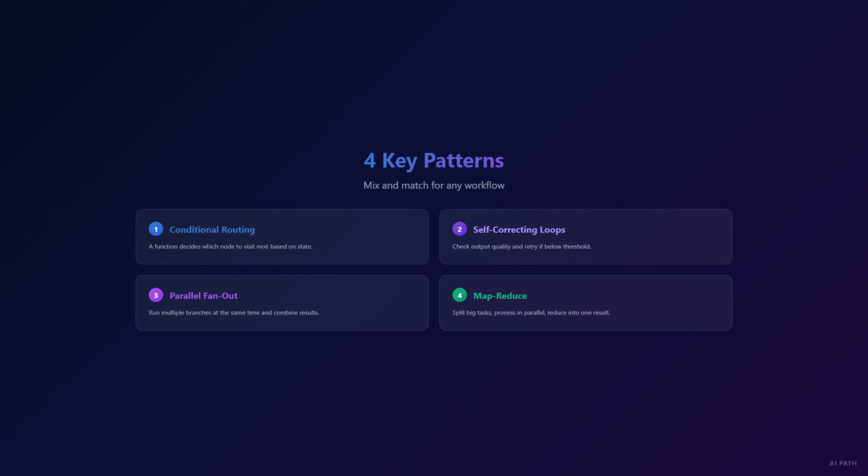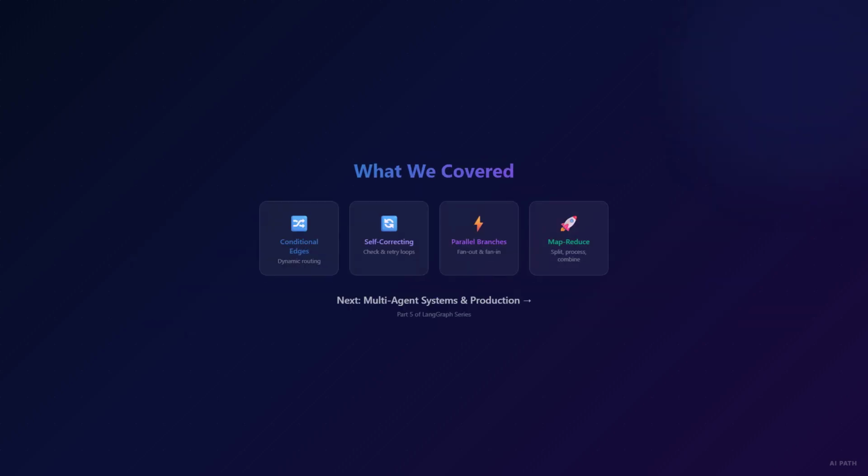These patterns can be mixed and matched. A single graph can use all 4. And that's the beauty of LangGraph: you have full control over the flow. That's branching, cycles, and conditional logic. Your agents can now make decisions, self-correct with loops, fan out in parallel, and handle complex multipath workflows.